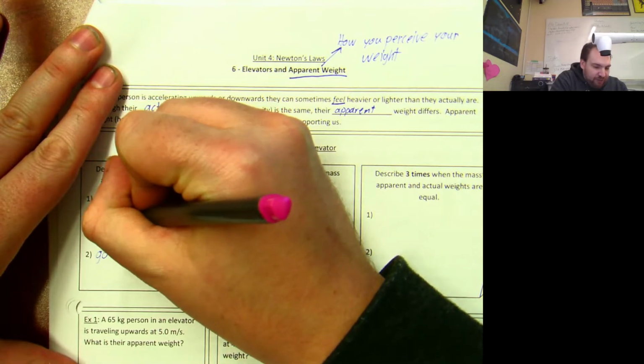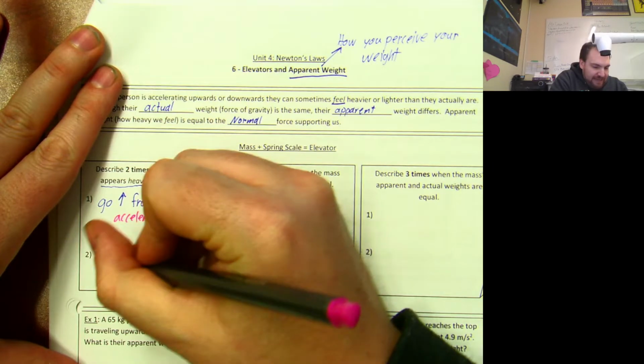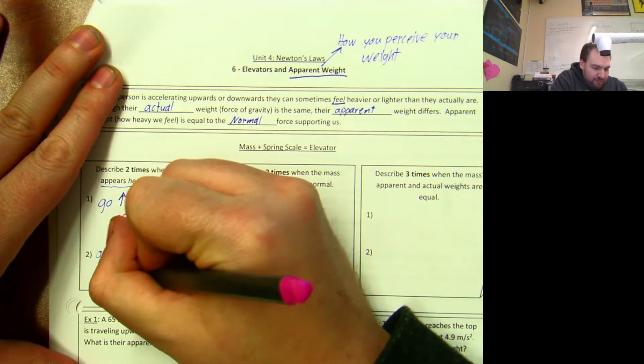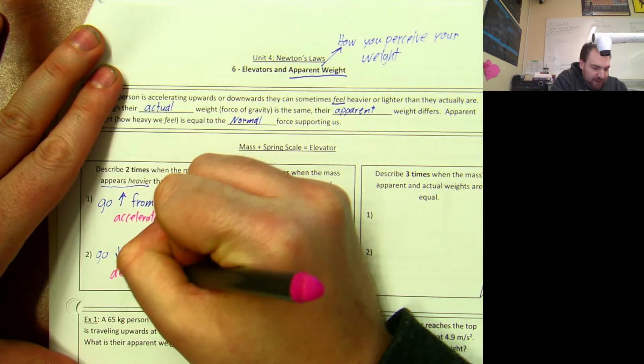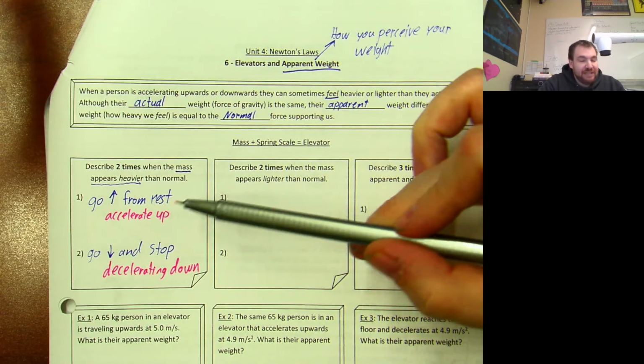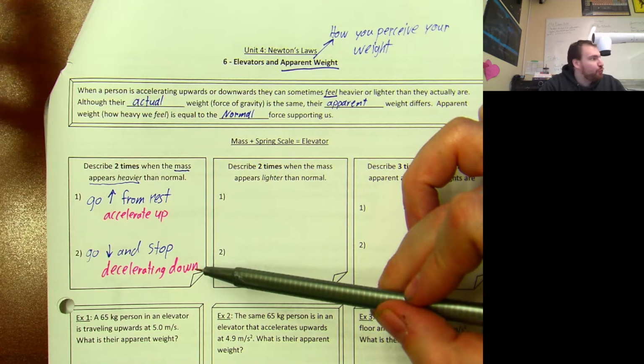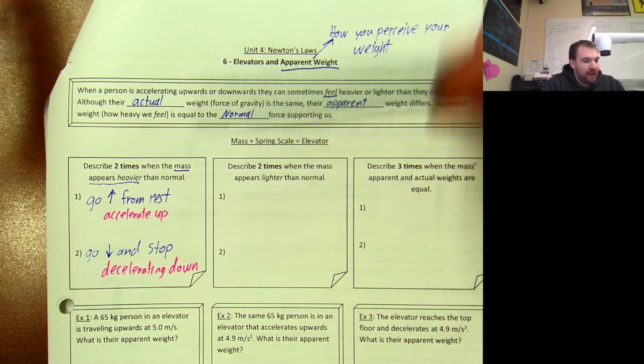Here, you're accelerating up. And here, you're decelerating down. In both of these cases, to cause you to accelerate up or to slow you down as you drop, a force has to act which way?